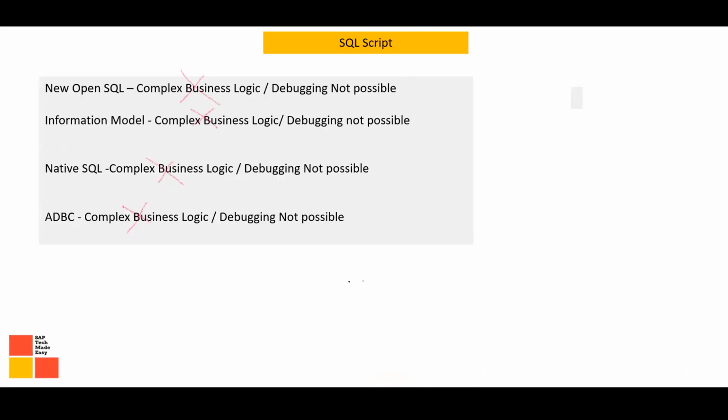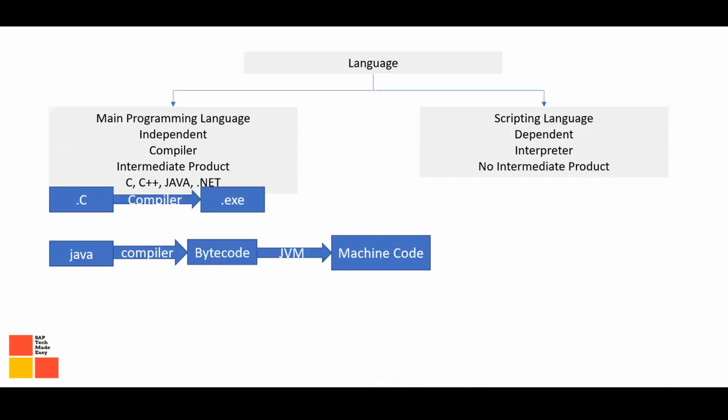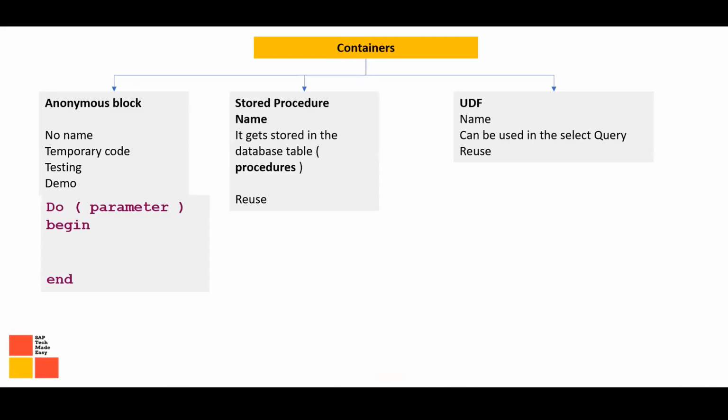Then we have come to the SQL script. I have discussed the SQL script in great detail. The place where we write the SQL script is known as containers. There are three different types of containers where you can write the SQL script code: first is the anonymous block, second is the stored procedure, and third is the UDF. And the fourth, from the ABAP point of view, you can say is the AMDP. This is the DB layer directly.